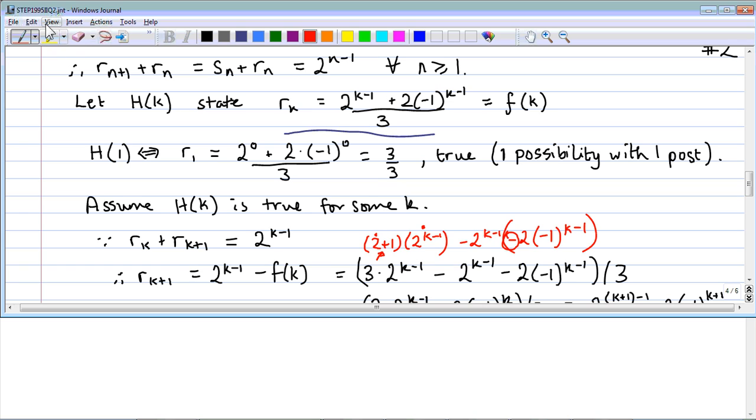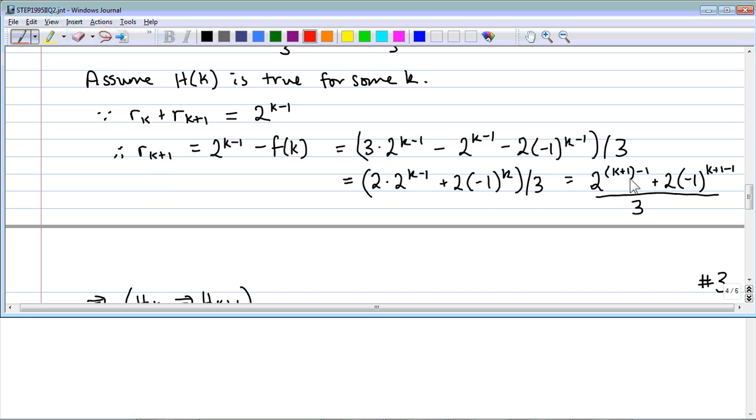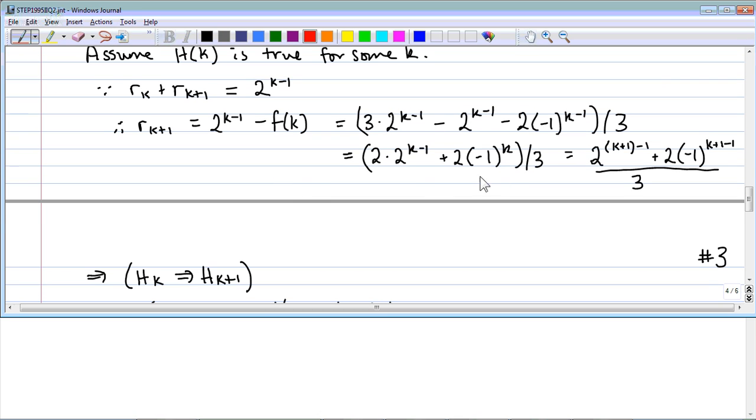Let me just do some undoing here. Don't know how far this undo memory goes. Okay. So we've proved that rk plus 1 is of this form, which is, and I didn't write this, but I should probably have written, equals fk plus 1. Maybe I'll do that here. Equals fk plus 1.